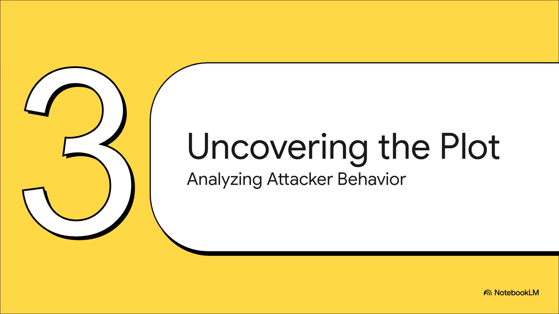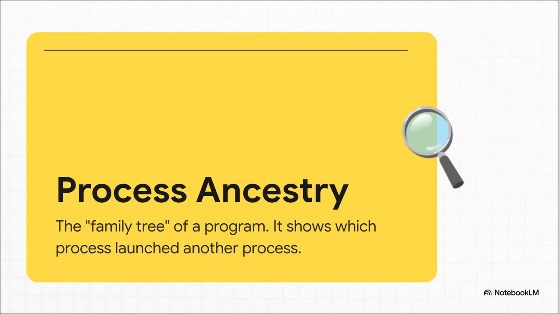It's time to interrogate the evidence and uncover the entire plot. So our first big clue is something called process ancestry. And yeah, you can really think of it like a program's family tree. See, every single process on your computer was started by another one, its parent. By looking at these parent-child relationships, we can spot some really weird, abnormal behavior.